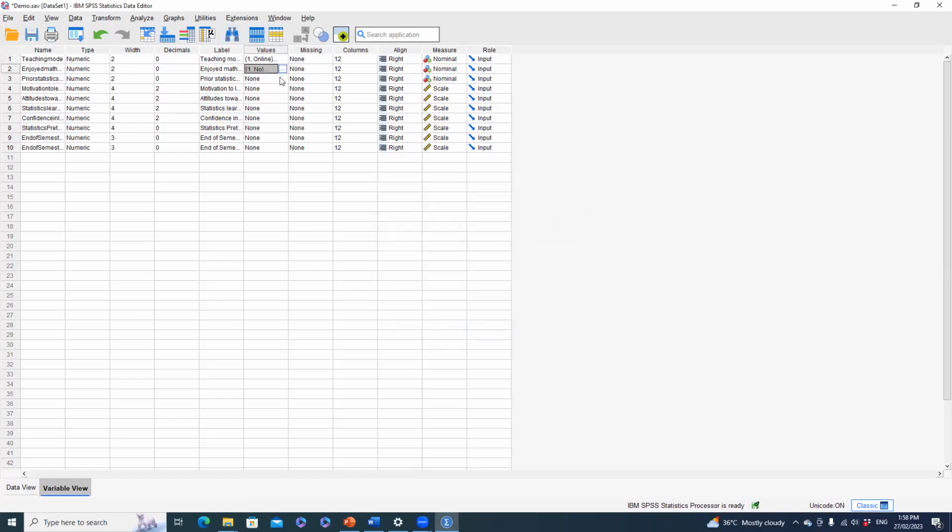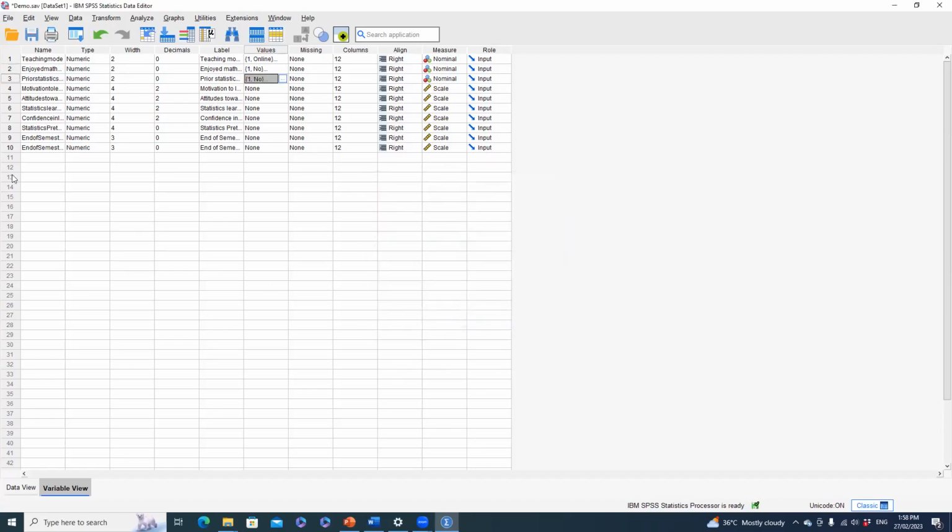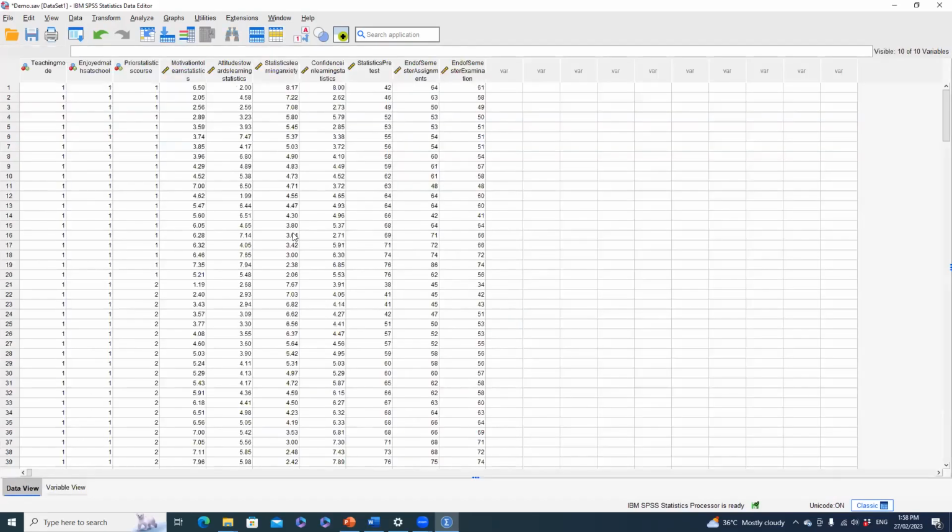The third categorical variable here is, have you done a prior statistics course? And again, we have a 1 is a no. We have another one, 2 is yes, I did. There, and we click OK. So now we've actually got nicely labeled values. We don't need to label all the other ones because they're basically just on a scale, and there are no categorical values that we can add there. So we can now go back to our data view and look at our data in a more natural format.